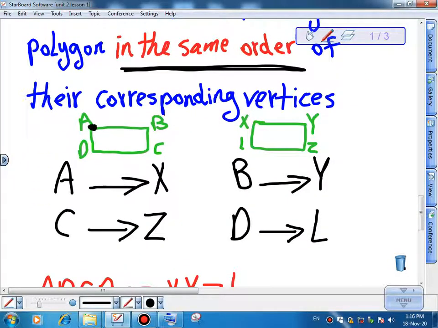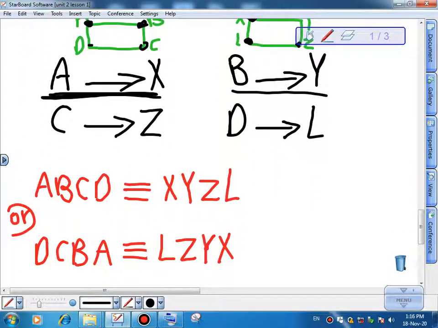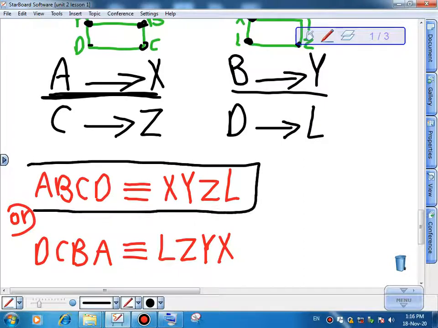Vertex A is a corresponding vertex with X. So A corresponds with X. P corresponds with Y. D corresponds with L. C corresponds with Z. This is the order of the congruence. Okay? Now I can see that A, B, C, D is congruent with X, Y, Z, L.